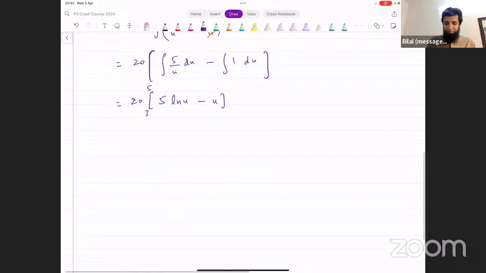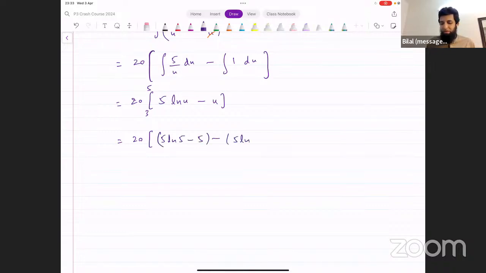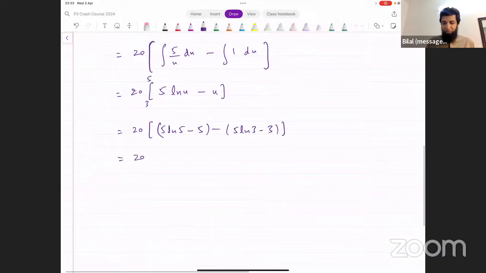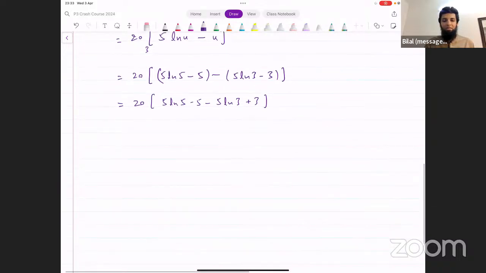That's 20 into 5 ln 5 minus 5. Subtract from that 5 ln 3 minus 3. We have 20 outside as it is. And inside we've got 5 ln 5 minus 5 minus 5 ln 3 plus 3. Now remember, we have to write down our answer as a single ln term. If we have multiple ln terms, we have to write it as a single ln term. That's necessary. Okay.